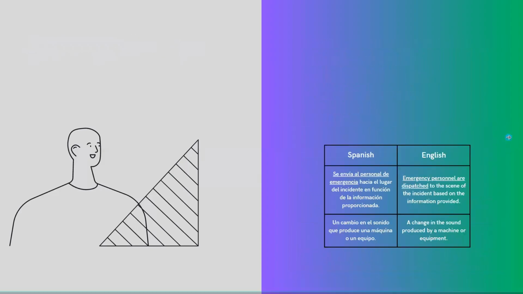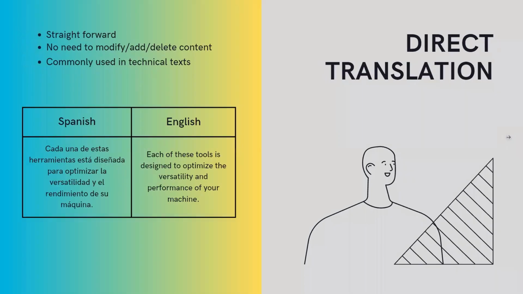And the third translation strategy is one of the most common. I would say that it's direct translation. It's really common in technical text. When you have some instructions to deliver, it's really straightforward, and you don't need to modify or delete any content in order to keep the idea. There's no need for doing so. And here we have an example.